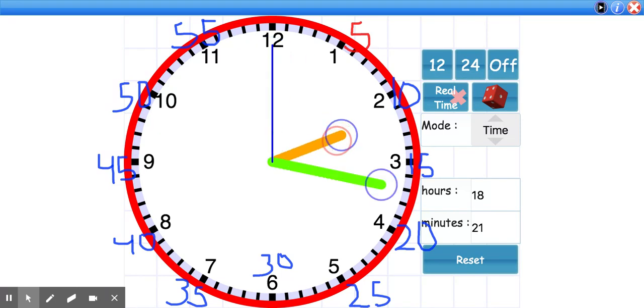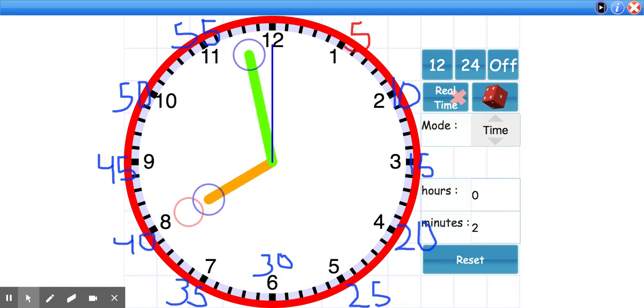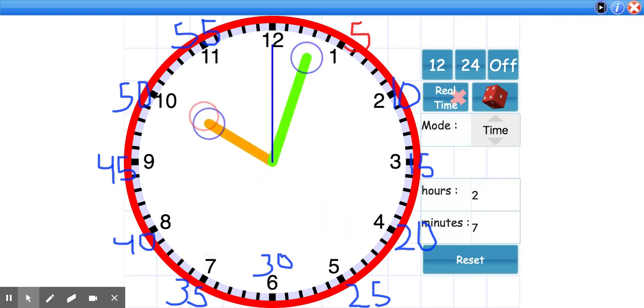All right, let's do this. All right, this is another one of our favorite times of the day. All right. My hour hand is pointing at what number? It is pointing at my 10. My minute hand is straight up to the 12, so I know that it is 10 o'clock.